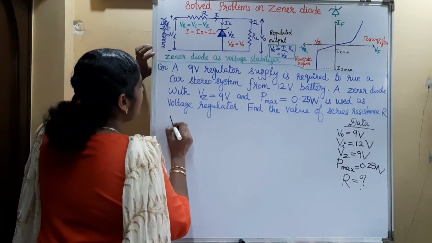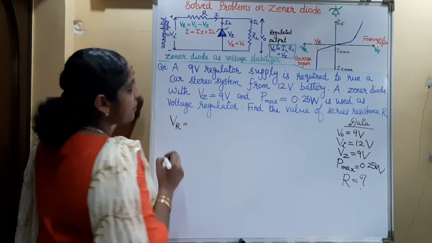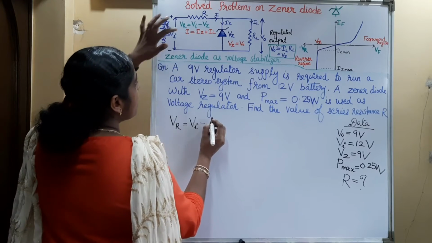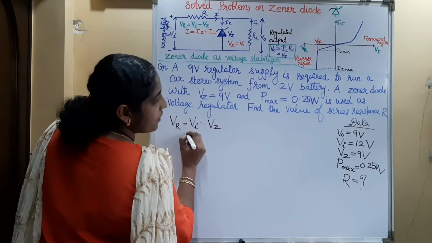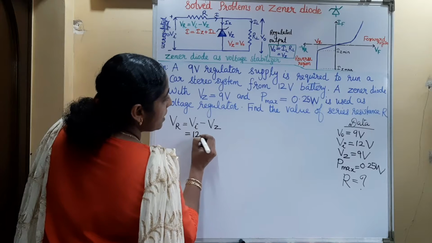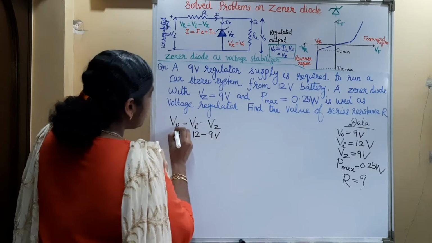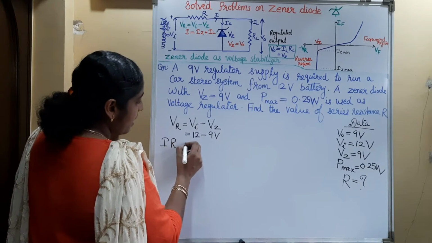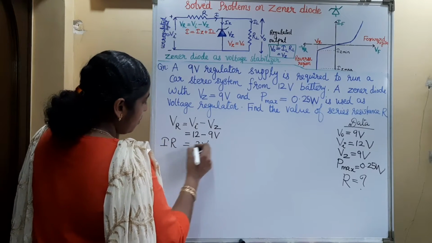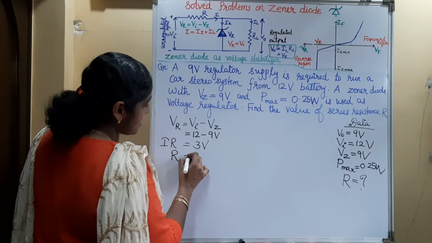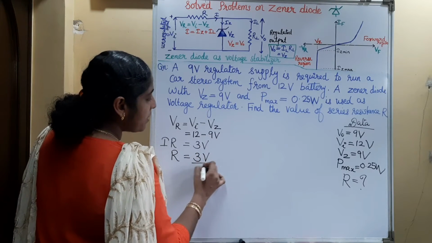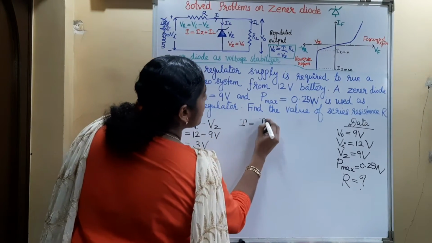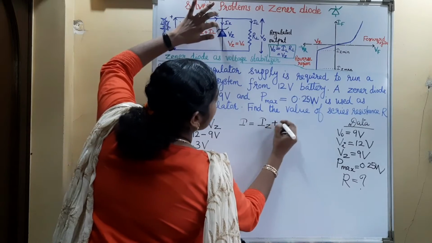So to find out the value of this series resistance, first we have to find out the voltage drop across the resistor, that is Vi minus Vz. What is this Vi? Vi is 12 minus Vz is 9 volt. So this VR, that is voltage across the resistance, that is IR, is equal to 3 volt. So to find out the value of this resistance, R is equal to 3 volt divided by the current. The value of the current I is the sum of the Zener current and the load current.